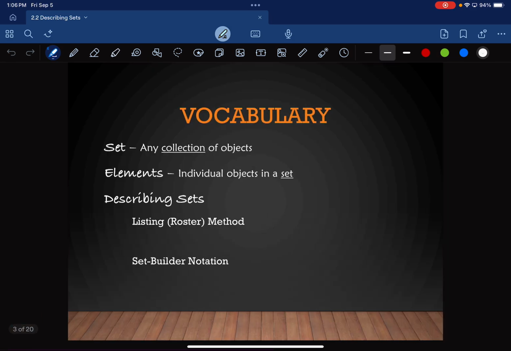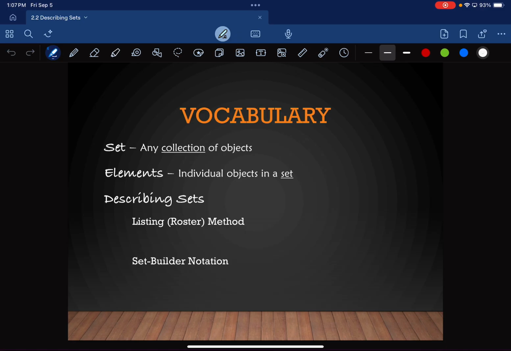Let's get started. All right, some vocabulary. First, if we're going to talk about something called sets, we better talk about what they are. So a set is simply a collection of objects. That's pretty vague, but that's what it is. And then the elements are those objects that it's a collection of.